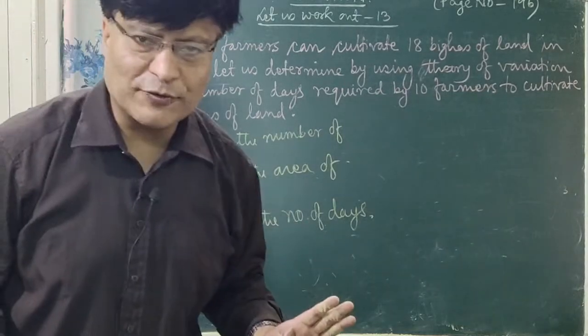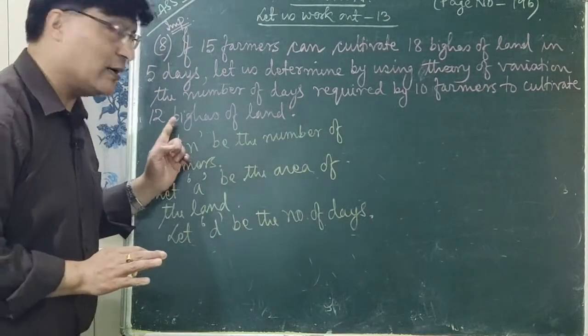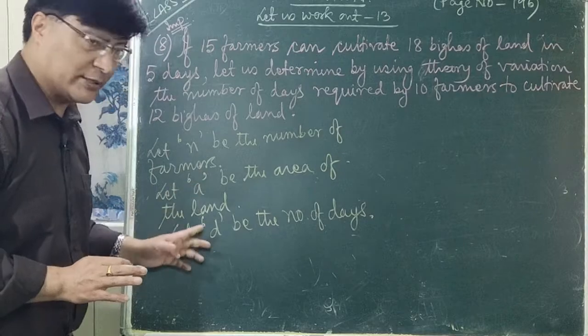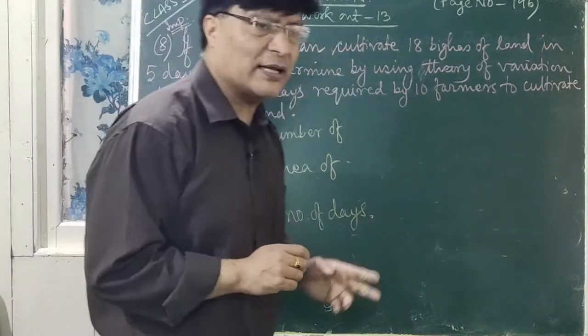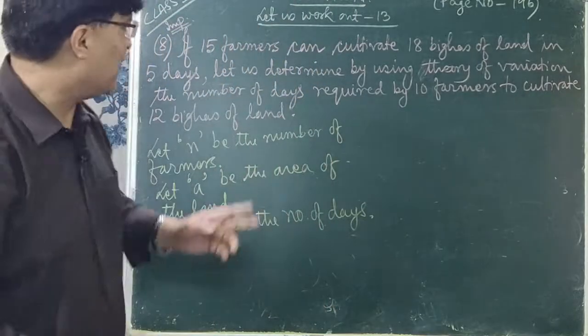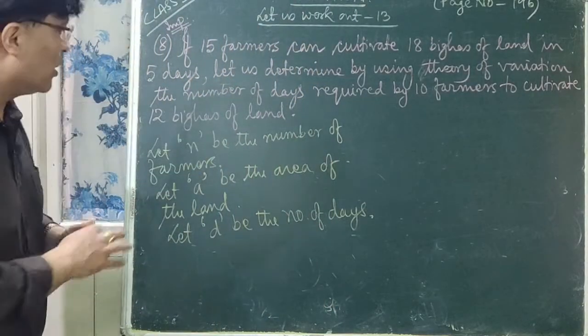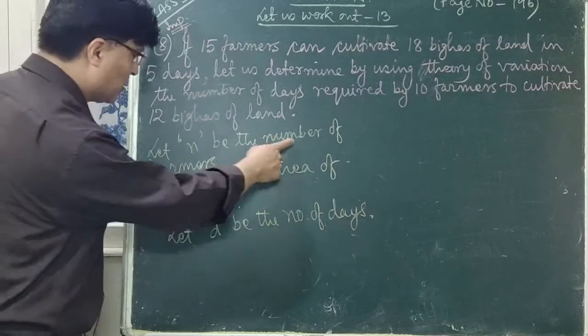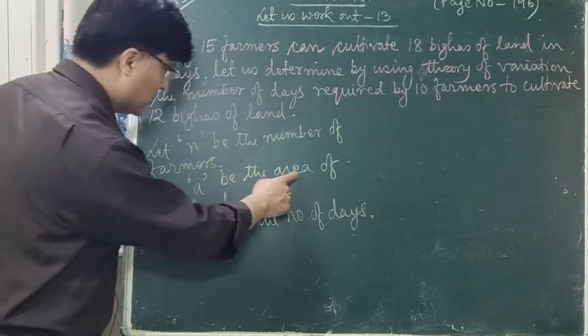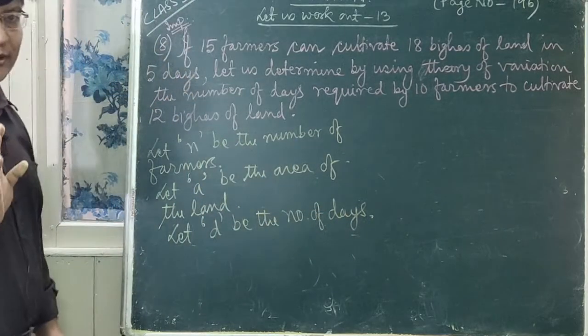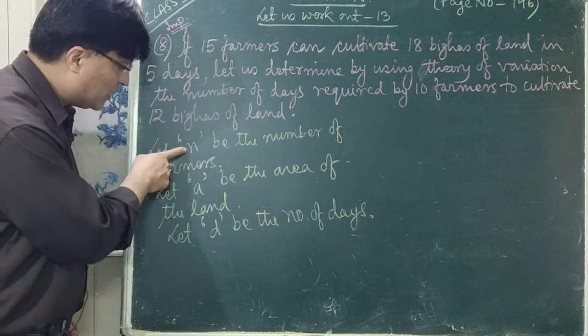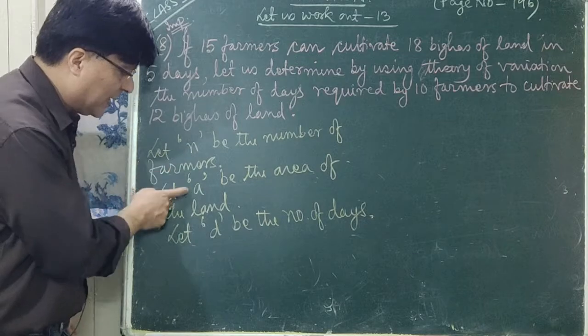So is that clear to all of you? So we have assumed these three variables. That is 15 farmers means number of farmers, 18 bighas means area of the land, and 5 days means number of days. So we have assumed let n be the number of farmers, let A denote the area of the land, and let D denote the number of days. So what is the relation between these three variables n, A and D?